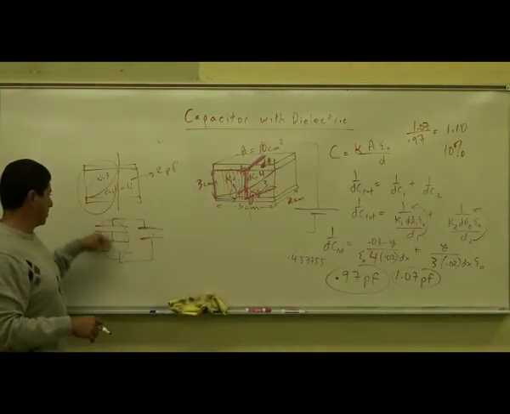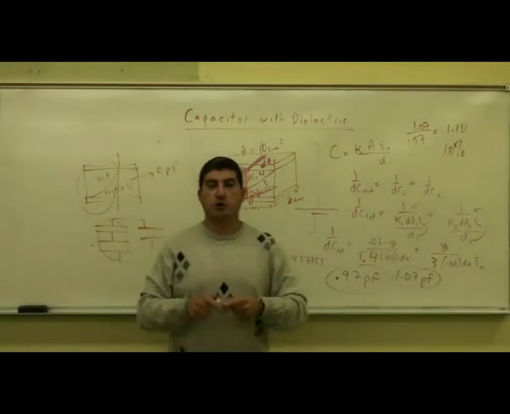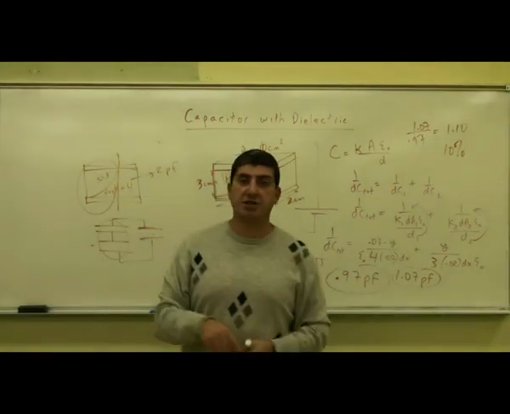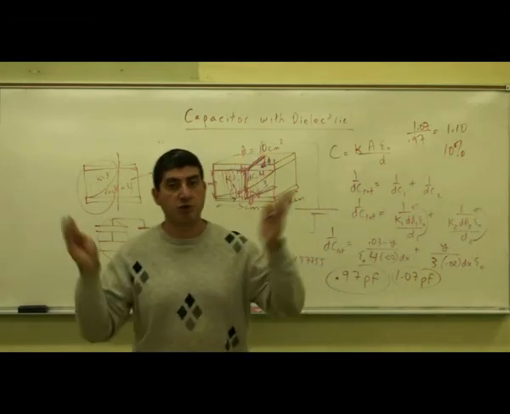It would be a combination of 2 capacitors and another capacitor. So this is a pretty good example to show how to do multiple capacitors, even if the distance is varying with some weird function.